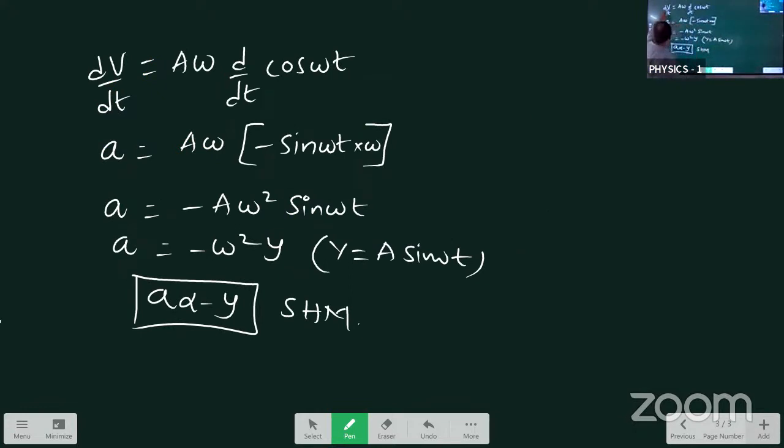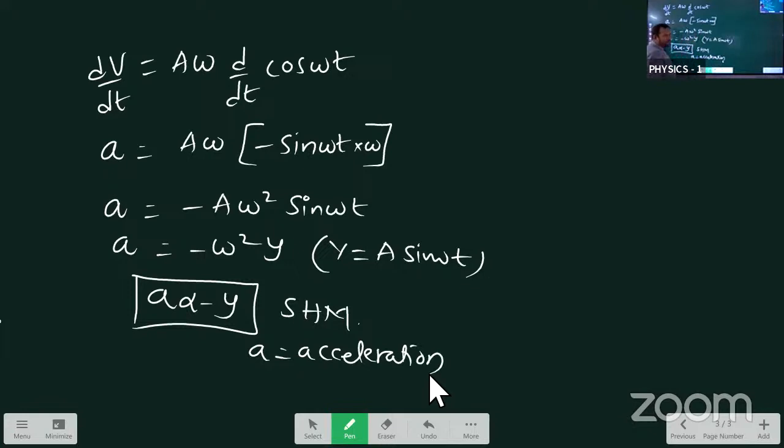dv by dt, the rate of change of velocity, is nothing but acceleration. Omega is constant. What is d by dt of cos omega t? It is minus omega sin omega t. Minus omega into omega, omega square. So a equals minus omega square y. This a is nothing but acceleration.